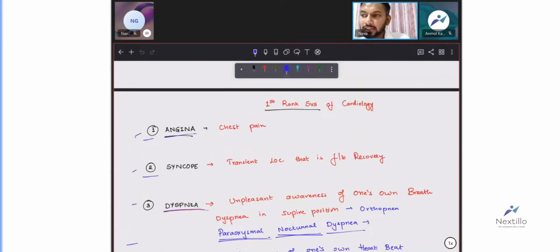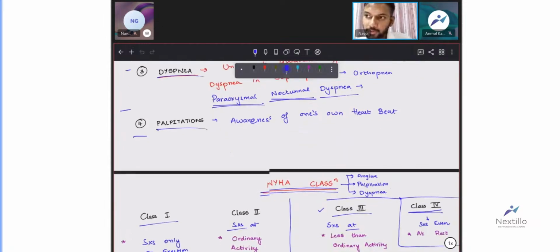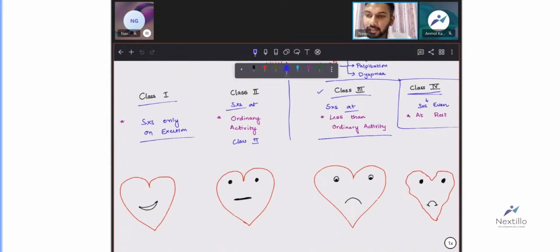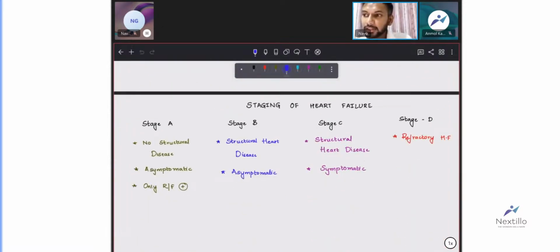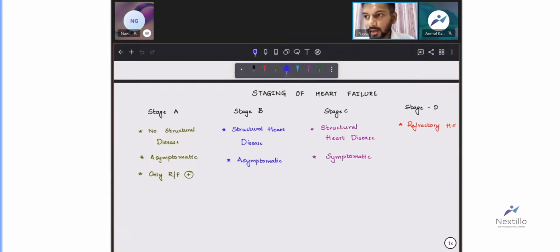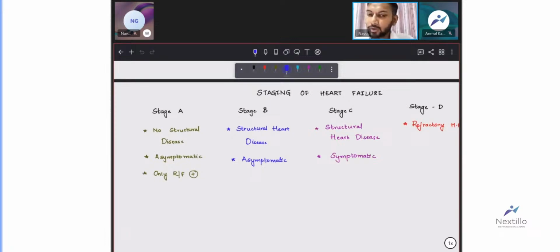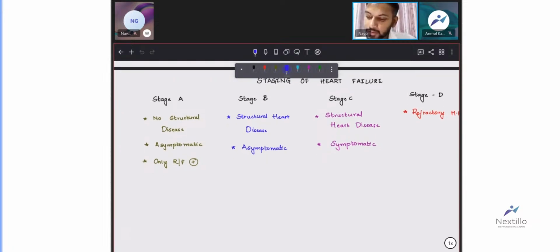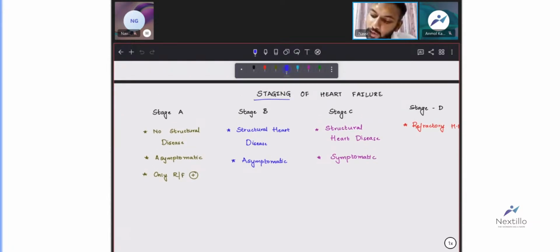These are the miscellaneous things you need to know: first rank symptoms of cardiology and NYHA classification. And finally, it is staging of heart failure. Torsades de pointes is not related to this topic. We'll talk about it when we are doing that lecture. It takes very long to explain the entire torsades de pointes. So next is staging of heart failure.